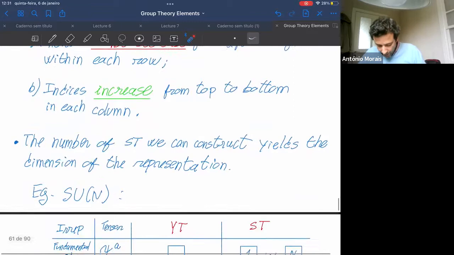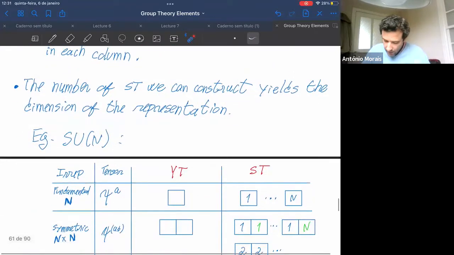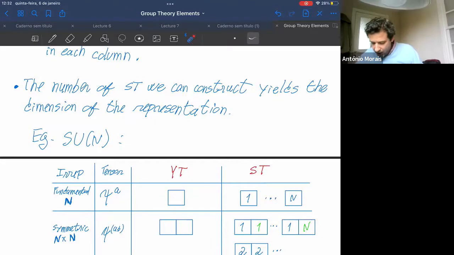For example, SU(N), what we have in this table. So fundamental representation, only one index. You write only one box. So the standard tableaux are all the boxes that you can write. If it's SU(3), you have 3 boxes. The fundamental representation is 3-dimensional, and this is indeed, so n equal to 3, what you have. You have 3 quark colors. The fundamental representation is 3 quarks: red, green, and blue. The quarks are in the fundamental representation of SU(3).